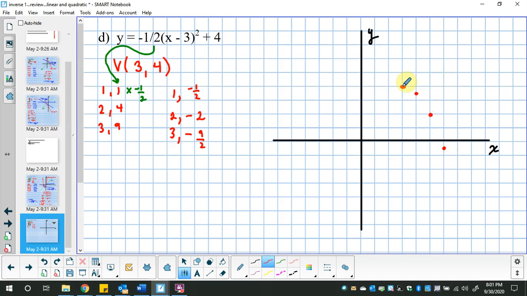And then I'm going to do the other side. 1, -1/2. From there again, 2, -2. From there again, 3, -4.5. And bam! We actually have a parabola that has been moved 3 units to the right, 4 units up. It's flipped, and it's vertically compressed by 1/2.